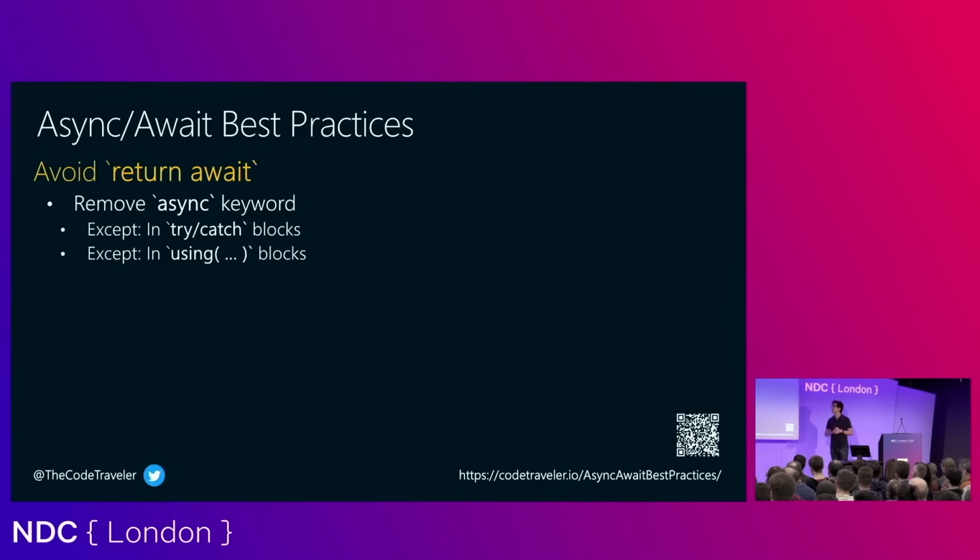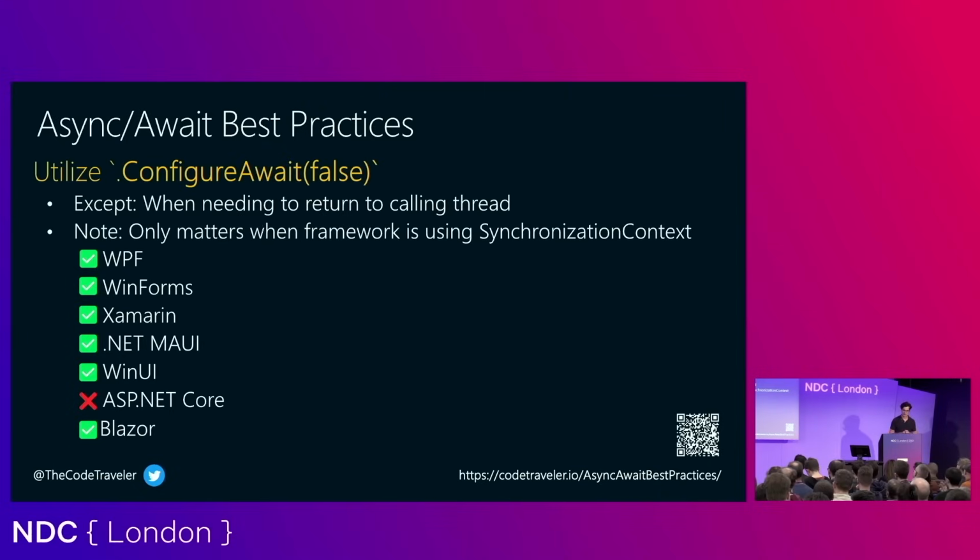Avoid return await. So if the only place in your method you're using the await keyword is in the return statement, you can remove it. You can remove async and just return the task. But keep in mind, if you're inside of a try-catch block, keep return await, because you're going to exit that try-catch block right away. Likewise, if you're in a disposing block, like a using block, and you're going to dispose of something, again, keep that return await, because you're going to exit the method, and then objects are going to be disposed that you're probably using in the background, and then you're going to get weird object disposed exceptions. It's happened to me. I'm telling you this from experience. Keep it in those scenarios, but otherwise, totally cool to remove it.